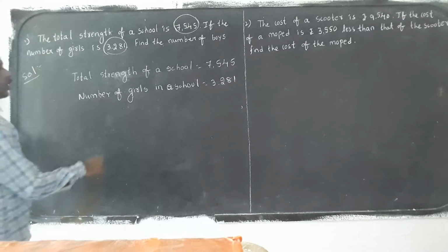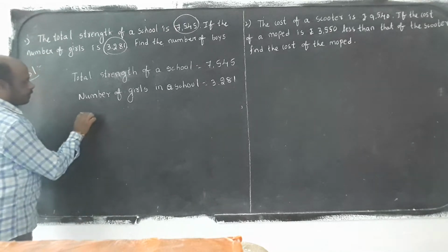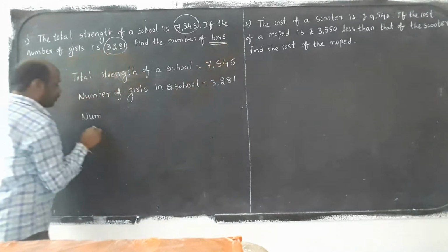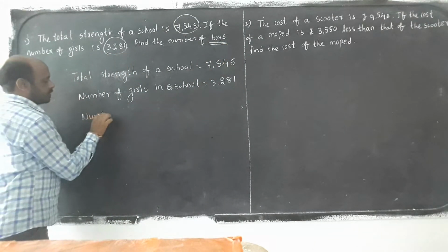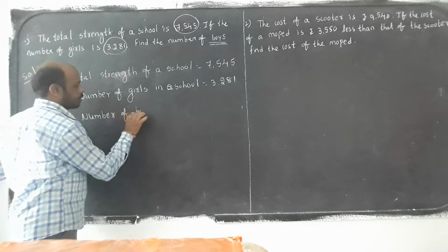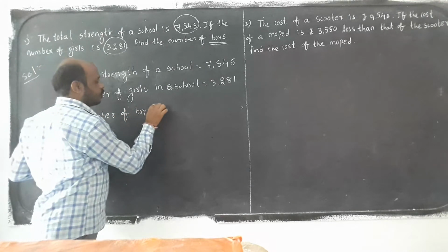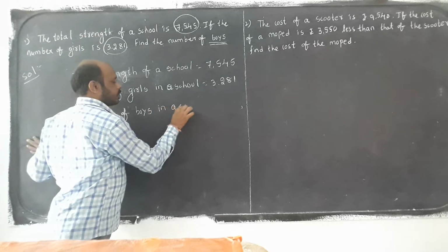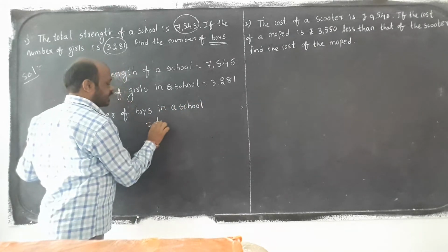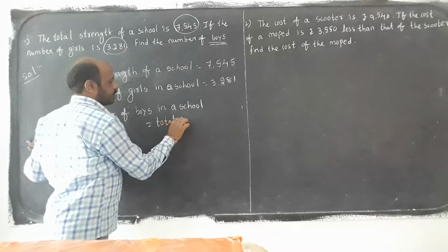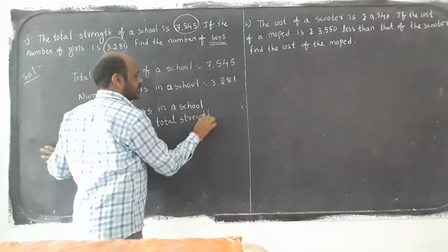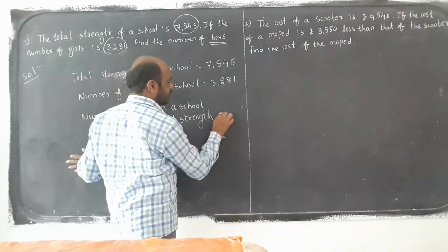Number of boys in a school. Now we are finding only the boys. Number of boys, how many are there? We have to find the number of boys in a school. Total strength minus girls' strength.